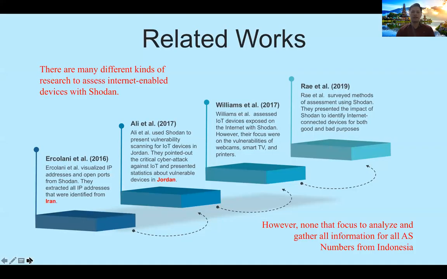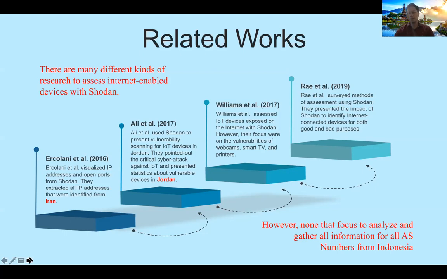There are many different kinds of research to assess internet-enabled devices with Shodan. In 2016, Ercolani et al. visualized IP addresses and open ports from Shodan. They extracted all IP addresses that were identified from Iran. In 2017, Ali et al. used Shodan to present vulnerability scanning for IoT devices in Jordan. They pointed out the critical cyber attacks against IoT and presented statistics about vulnerable devices in Jordan.